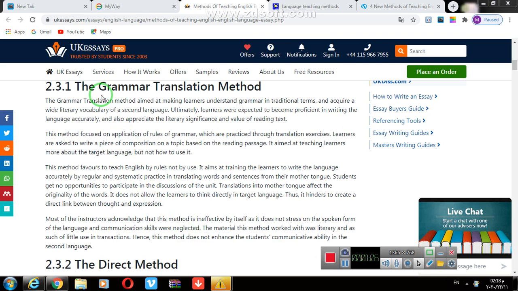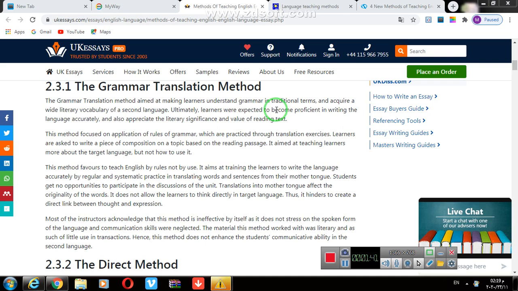The first common method we are going to talk about is the grammar translation method, and since its name is grammar translation method, it depends on grammatical rules. Let's start reading and explaining. The grammar translation method aimed at making learners understand grammar in traditional terms and acquire a wide literary vocabulary of a second language. So, this method is based upon understanding grammar in traditional terms.